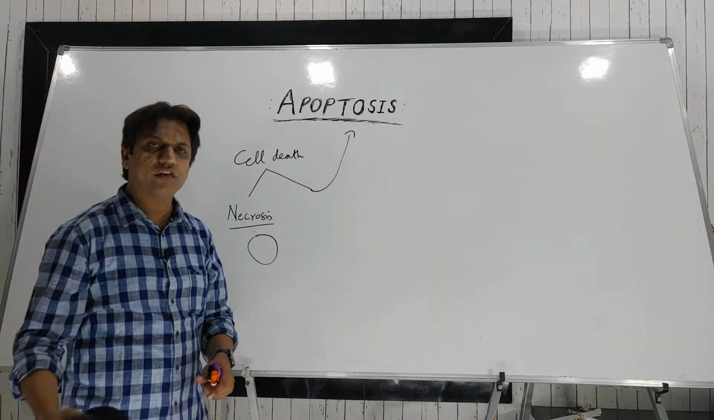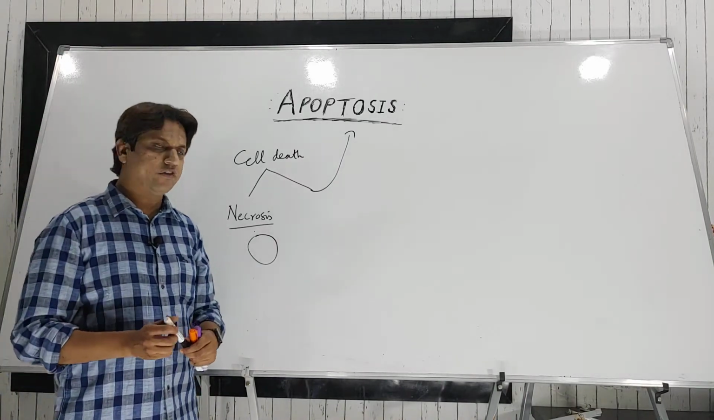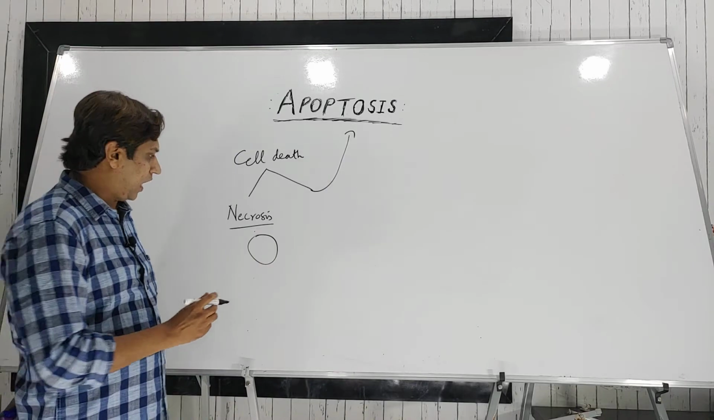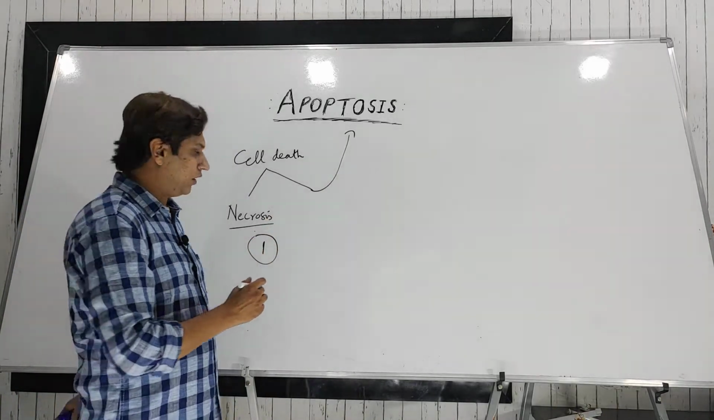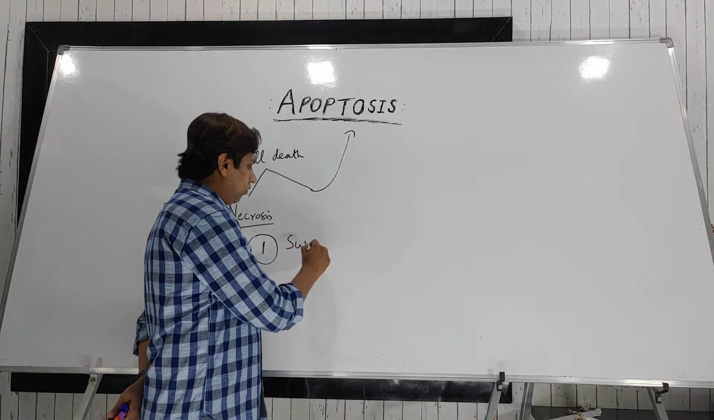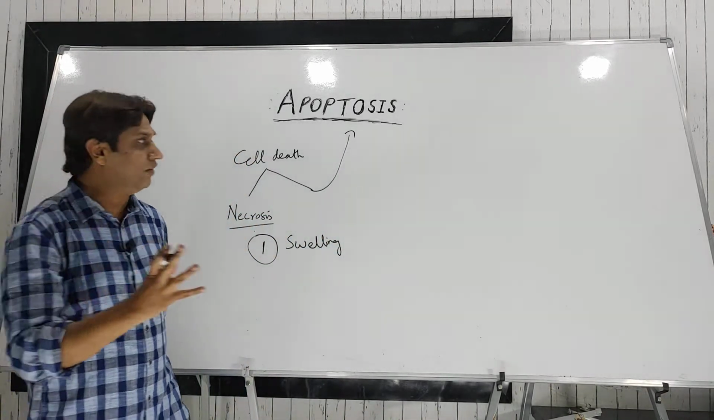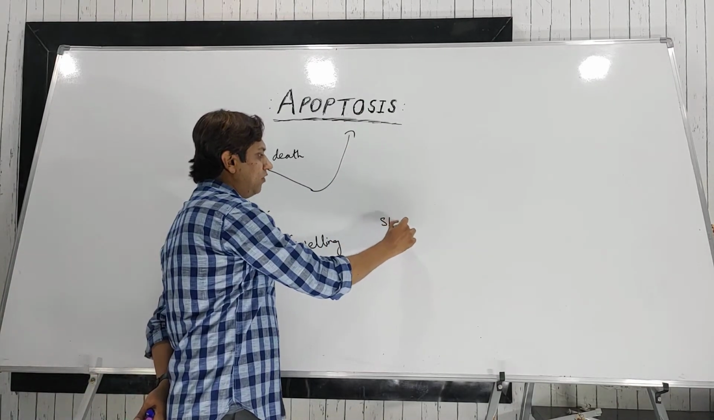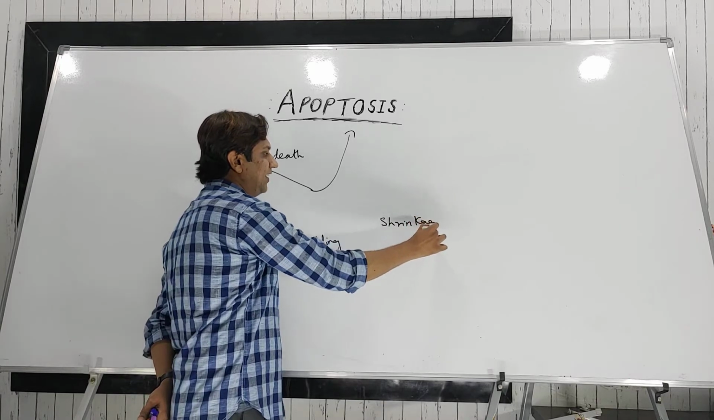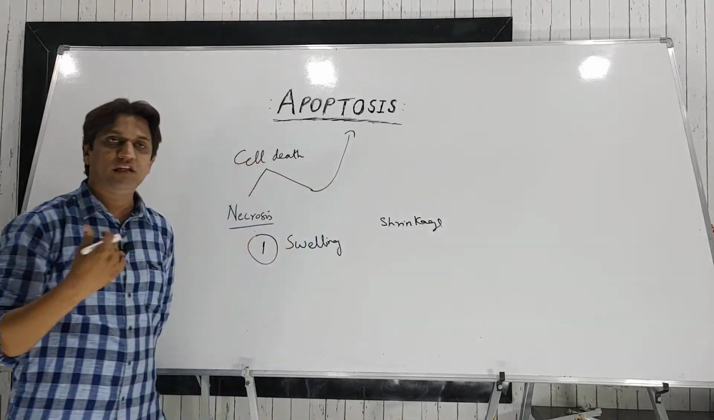There are many differences, but I'll just highlight a few between necrosis and apoptosis because time won't permit me to describe them in detail. In necrosis, while the cell is dying, swelling of the cells is seen. Whereas in cell death due to apoptosis, the cell size will be smaller, that is, there will be shrinkage of the cells. Also, chromatin condensation is seen in apoptosis.